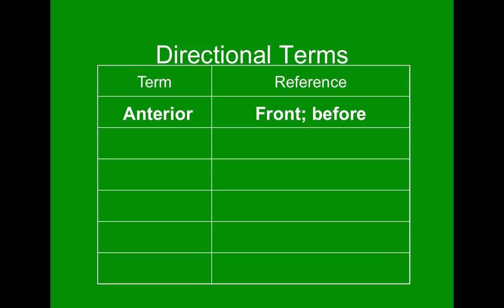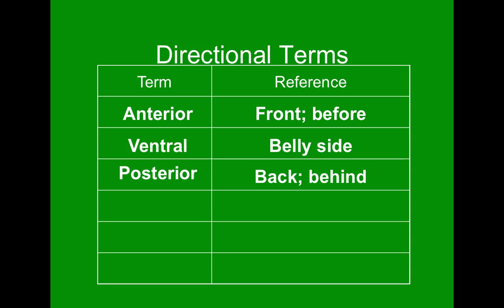Its opposite is ventral. Its synonym is ventral. Okay, and that is on the belly side. So the anterior side of humans is the same as the ventral side, and that would be on the belly side of us. Now, the directional term that is opposite of anterior is posterior, and that is back or behind.